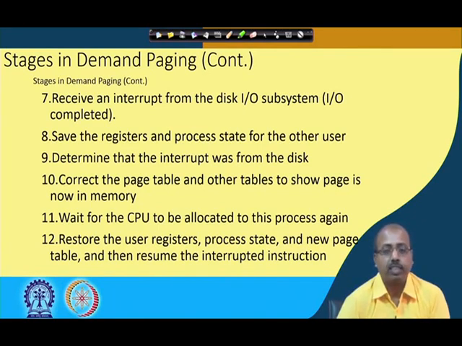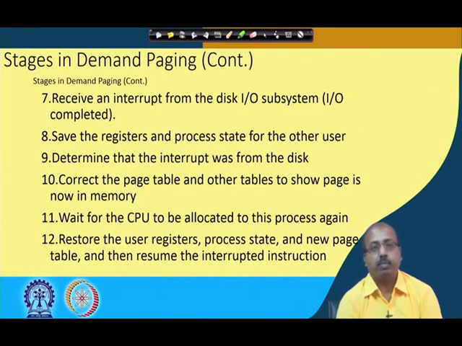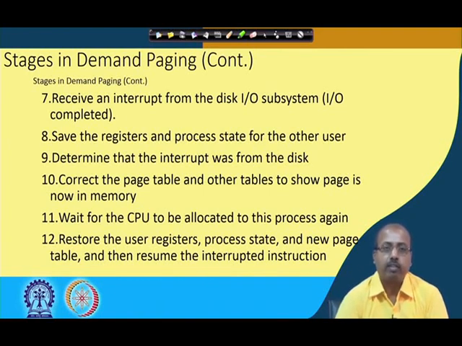Now, again after some time the short term scheduler will possibly pick up this process for running. So, it will be waiting for the CPU to be allocated to the process again, and then when this process restarts, before that it has to restore user registers, process state and new page table, and only then can it resume the interrupted instruction. So, you see there is a big piece of job that has to be done when a page fault occurs. Naturally the process that faced the page fault has to be withdrawn from the CPU, and it will go to the blocked state and it will start after some time.